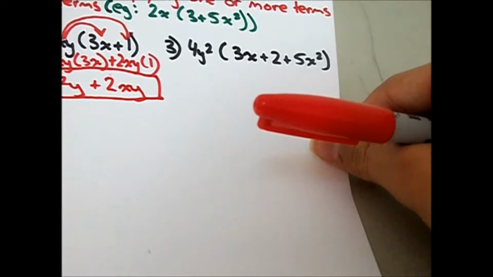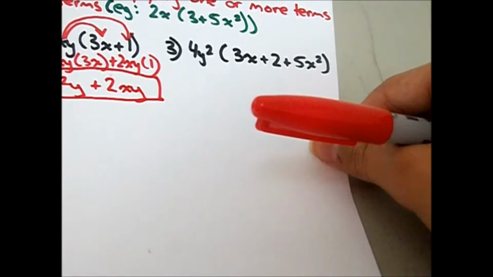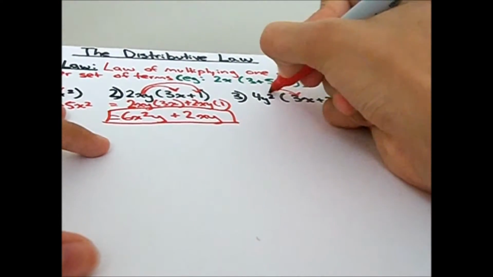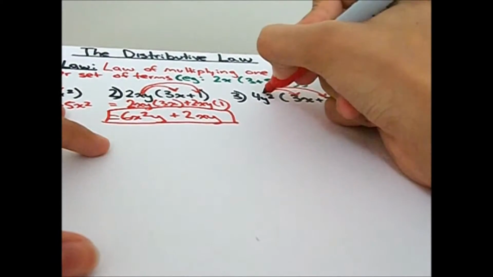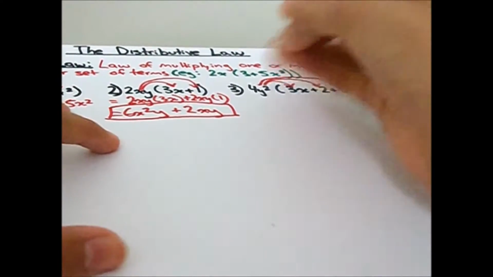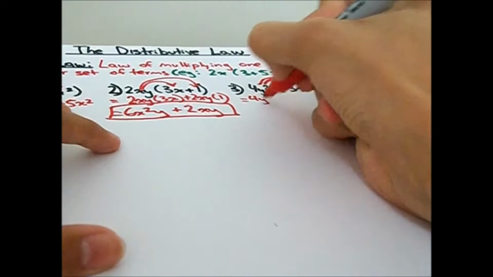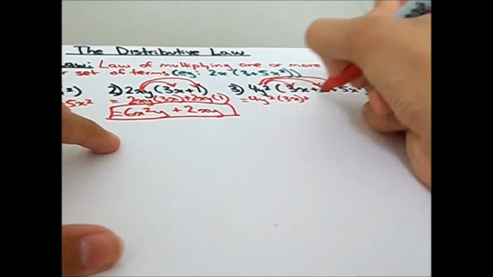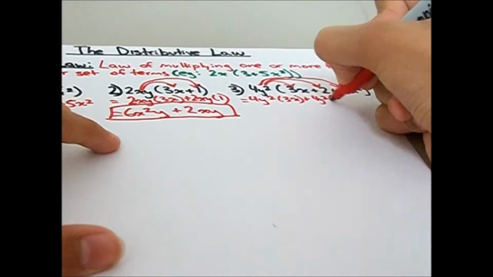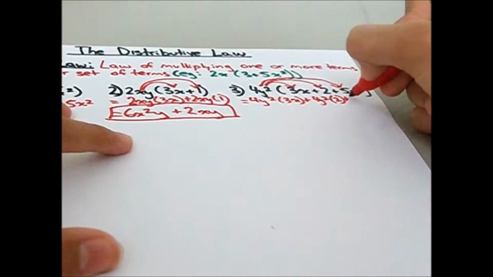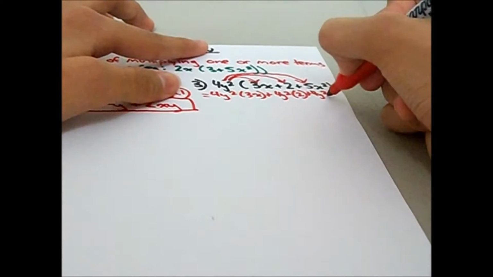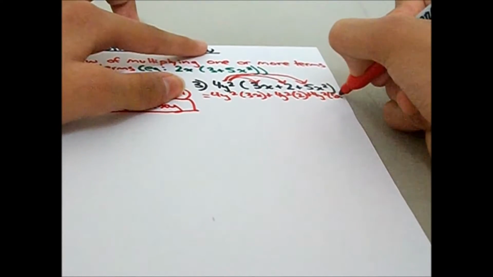And the third one is slightly more complicated: 4y squared times 3x plus 2 plus 5x squared. Draw my arrows. So 4y squared times 3x plus 4y squared times 2 plus 4y squared times 5x squared.